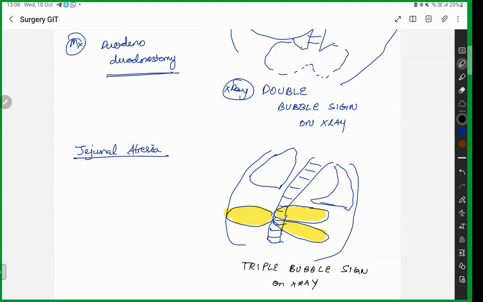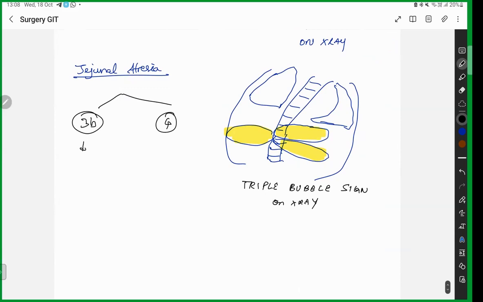So in jejunal atresia you're going to have type 3B and type 4, each with a specific feature. I'm just telling you the important points alone. Type 3B has an apple tree or Christmas tree deformity, with a mesenteric gap. Type 4 has a string of sausage appearance.